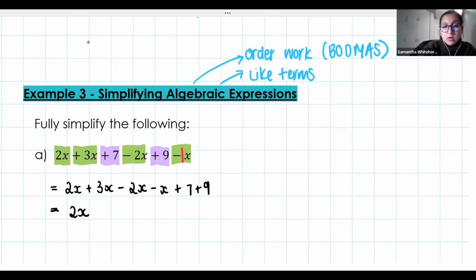Then we have to add our constants, 7 plus 9. So 7 plus 9 takes us to positive 16. We always double check if we've got any more like terms. I don't, because I've got a constant and I've got a term with an x, so they're not like terms. And so this is my final answer.